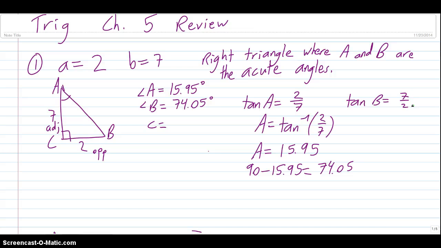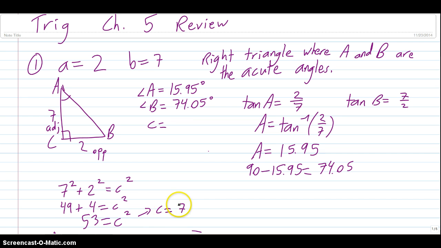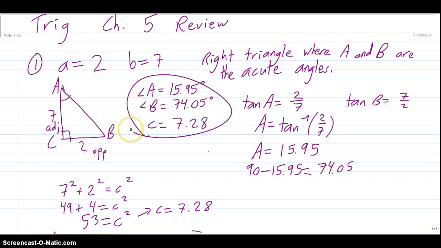Now, how do I find side C? Well, you can actually use trig with one of these two angles. You'll get an answer, but since we rounded to get these, our answer will probably be even more rounded. So I'm going to do something else with right triangles. Since I have two sides, I'm going to use the Pythagorean Theorem. A squared plus B squared equals C squared. So 49 plus 4 equals C squared, so 53 is C squared. C will equal radical 53, but we're doing decimals here, so C equals 7.28. Easy enough, right? So we just solved that right triangle.